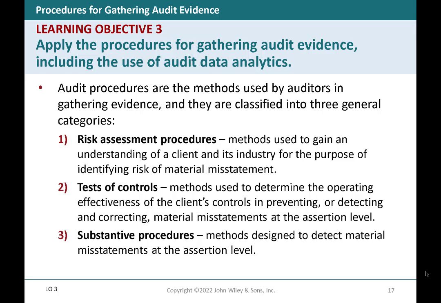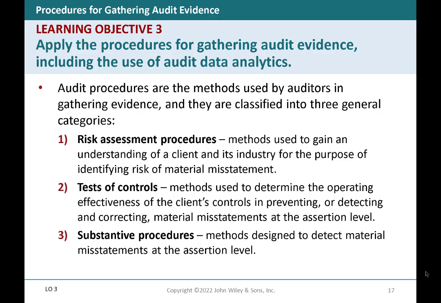So now that we have an understanding of what constitutes good audit evidence, we can turn our attention to the different procedures we use to actually collect that evidence. So we've talked a lot already in chapters 3 and 4 about the risk assessment stage of the audit, and we had a number of examples of different procedures used to collect audit evidence.